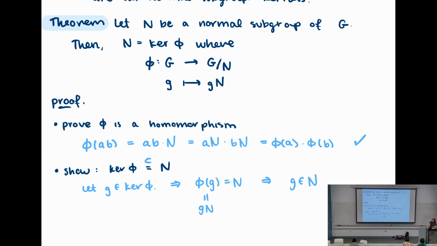And to get the other inclusion, basically we can just reverse this process because all of these arrows reverse. So if G is an element of N, then that implies that N is equal to GN. And since GN is phi of G, that means then that G has to be in the kernel of phi. So for the other direction, we just reverse all of the arrows. Okay, so then that finishes the proof of this theorem. Are there questions about this proof?